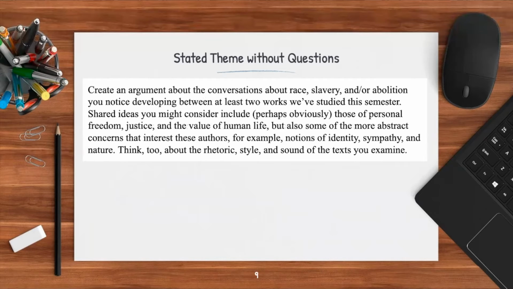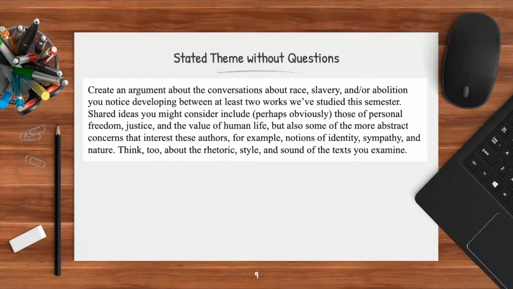Next, we have create an argument about the conversations about race, slavery, and/or abolition you notice developing between at least two of the works we've studied this semester. Shared ideas you might consider include, perhaps obviously, those of personal freedom, justice, and the value of human life, but also some of the more abstract concerns that interest these authors, for example, notions of identity, sympathy, and nature. Think too about the rhetoric, style, and sound of the text you examine.